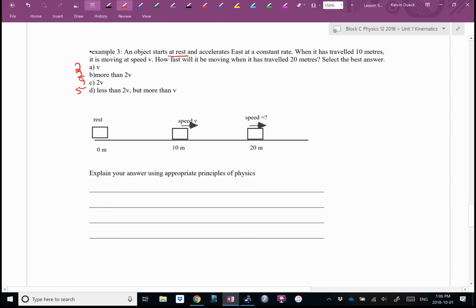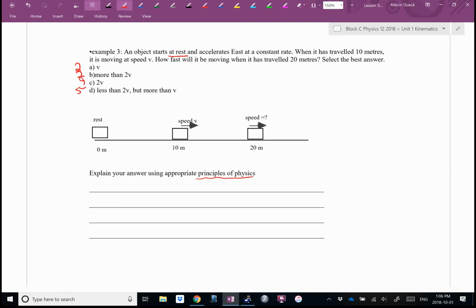On your unit tests, there is going to be, on almost every single test, a purely algebraic question like this. The phrase I use is, using principles of physics, explain. You can call them essay questions. They're not exactly essay. They're proofs.